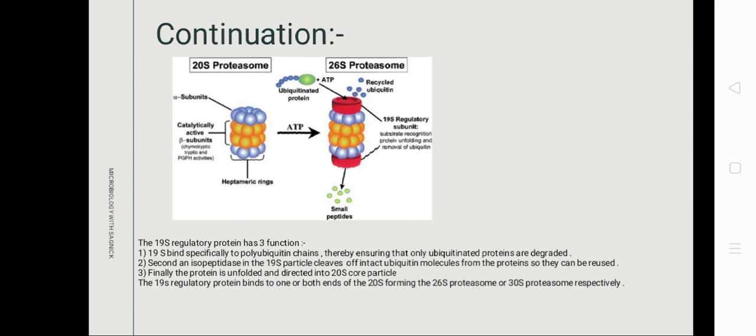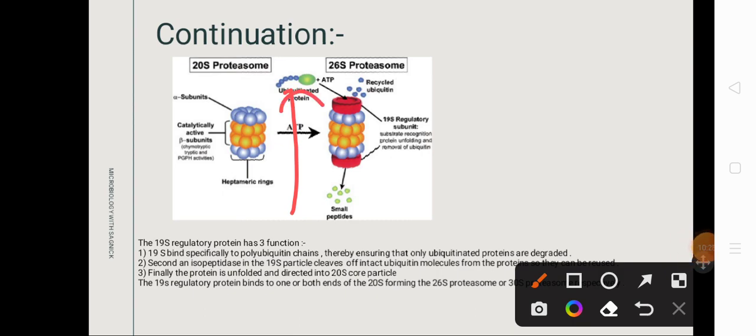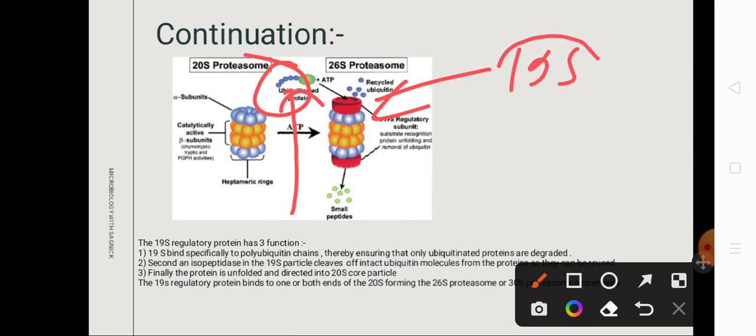And how does the cell recognize those types of altered proteins? They recognize this with the help of this polyubiquitin chain, right? And that is why the polyubiquitin chain is very, very important. And how does the proteasome recognize the polyubiquitinated protein? With the help of the 19S regulatory protein of the 26S proteasome. So that is how the proteasome can do its job with the help of ATP, because remember, the degradation of protein in the proteasome is an ATP dependent process.